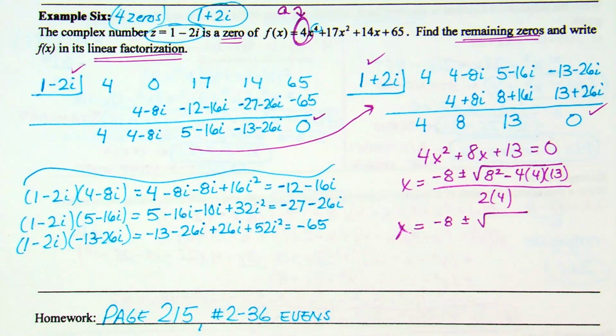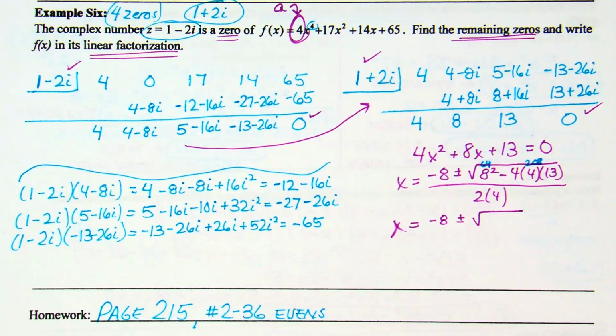Negative 8 plus or minus square root. Okay, I know 8 squared is 64. What's 4 times 13? 208. So if we do 64 minus 208, what's 64 minus 208? Negative 144. All over 2 times 4, which is 8.